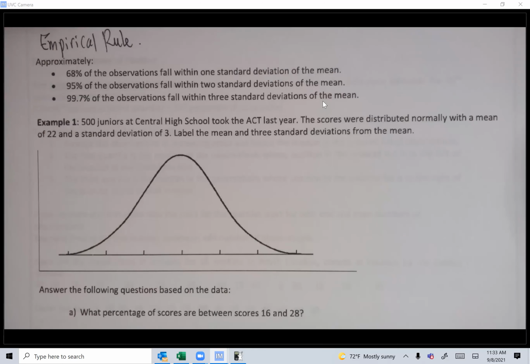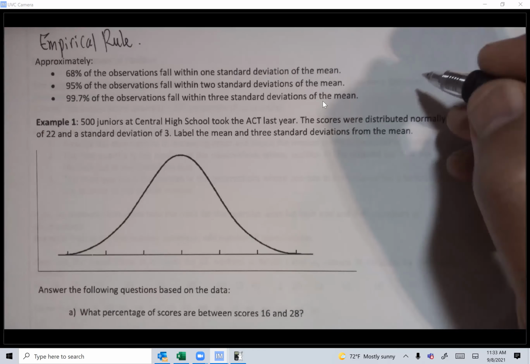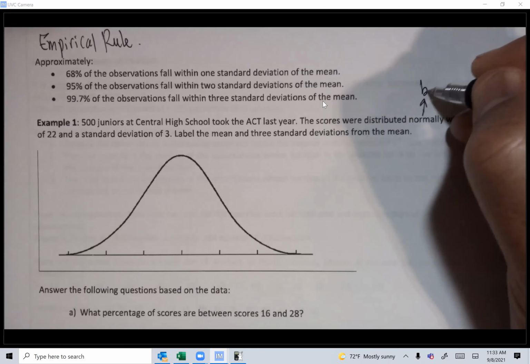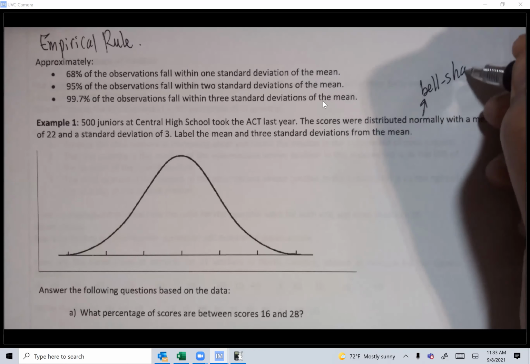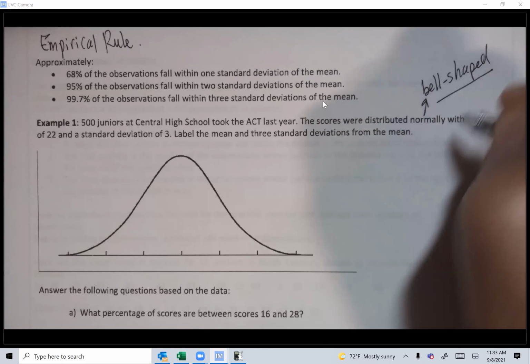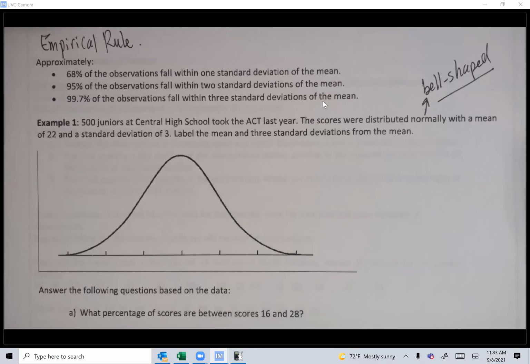500 juniors at Central High School took the ACT last year. The scores were distributed normally. Normally means bell-shaped, for your information. With a mean of 22 and a standard deviation of 3. Label the mean and the 3 standard deviations of the mean. So here's how we're going to label it. Let's do it together, guys.